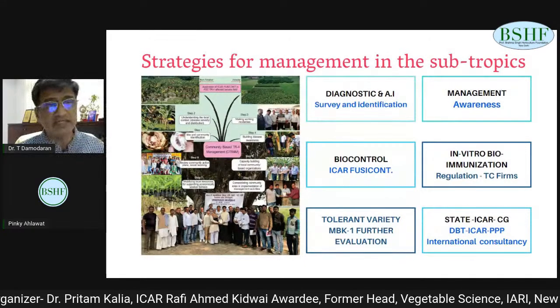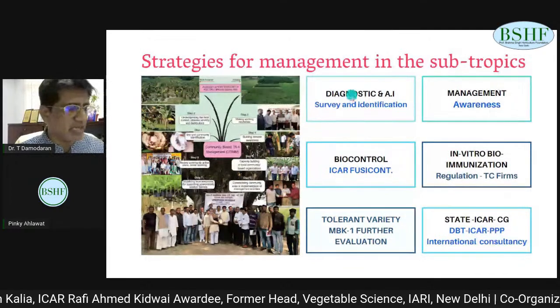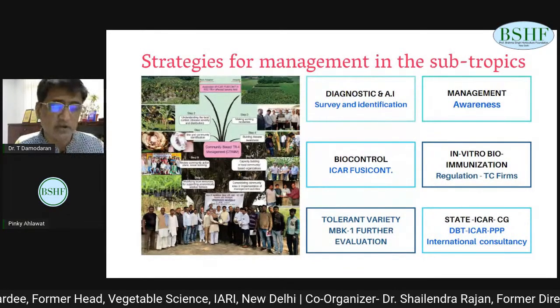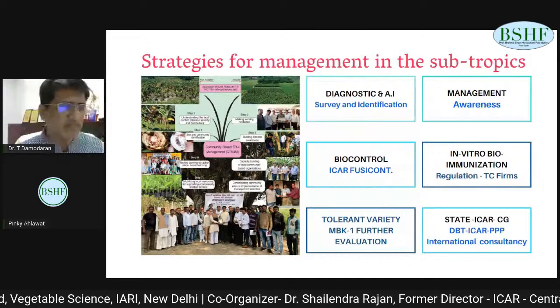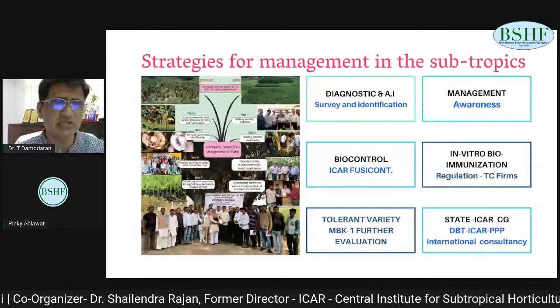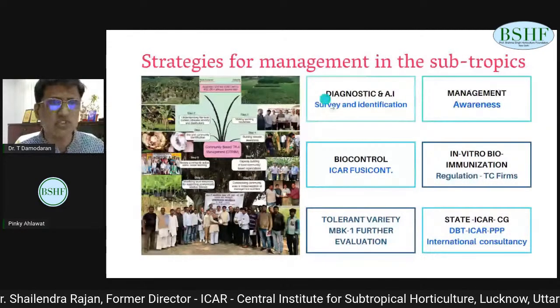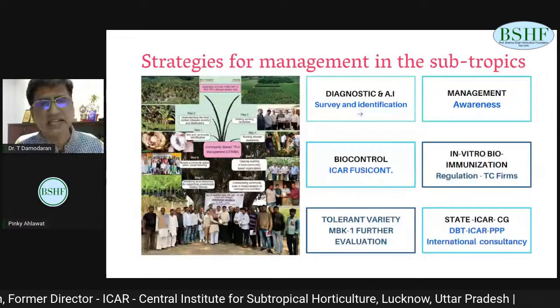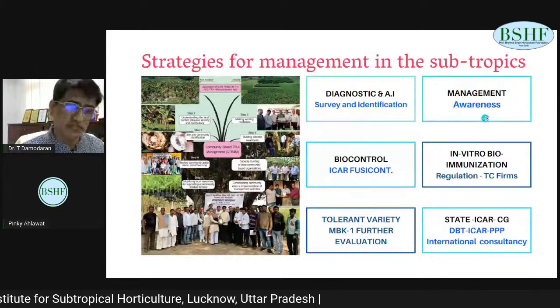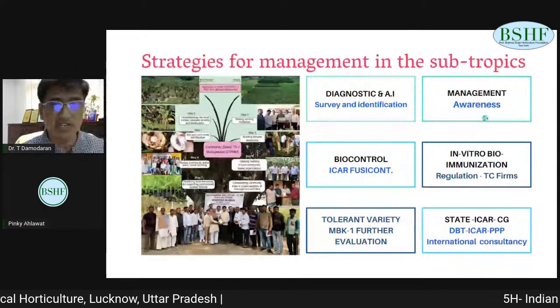But our partners from NBAIM, National Bureau of Agriculturally Important Microorganisms, one Dr. Ilal is there. We are working with them, and he has come up with a diagnostic kit without using PCR also, but it needs validation. We have to join hands and validate. Then second comes the management. Awareness is very important so that we can check the proliferation of the disease to different parts or different districts where it is not available.